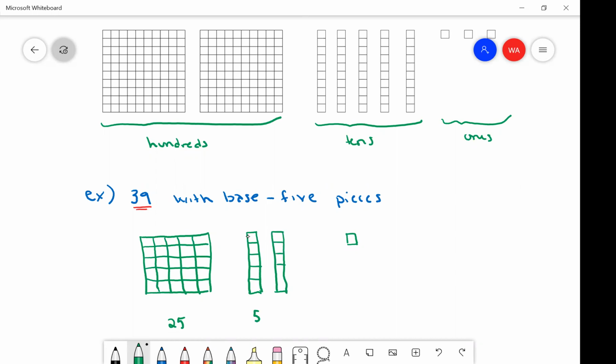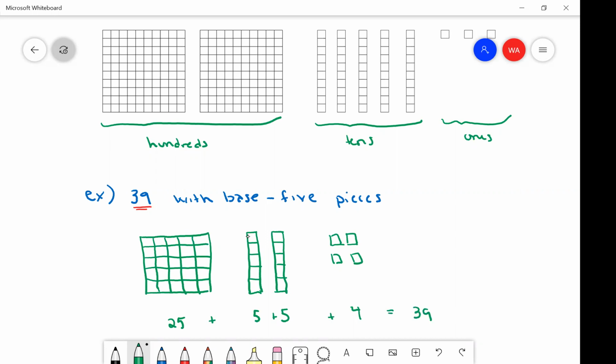2, 3, 4, 5. So another 5. Did I do 5? Yeah, I did. So that adds up to 35. And then I would need 4 of these little squares. And that should give me 39 when I add all these numbers together. Visually, 39 little individual squares.